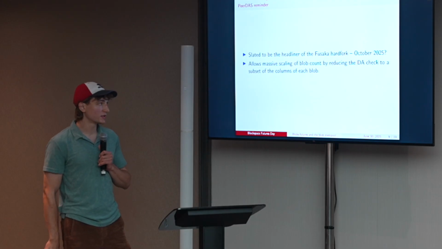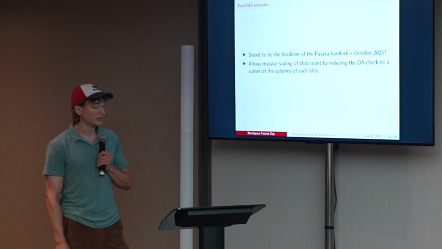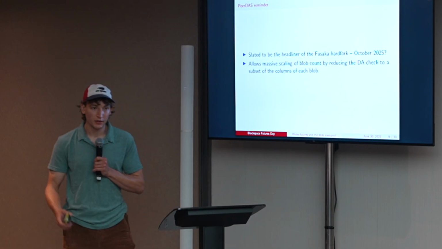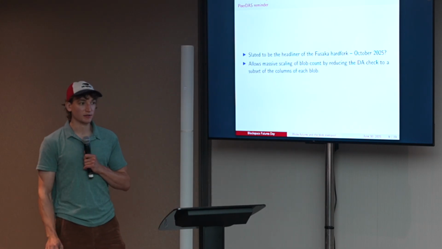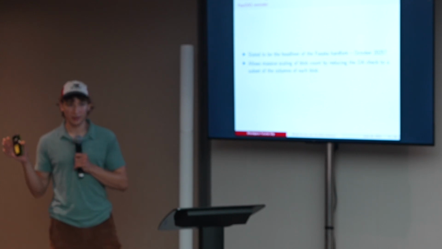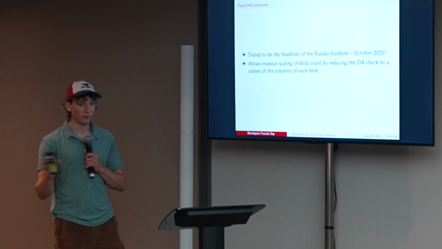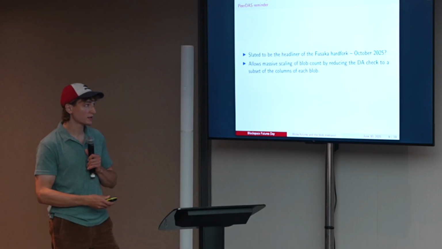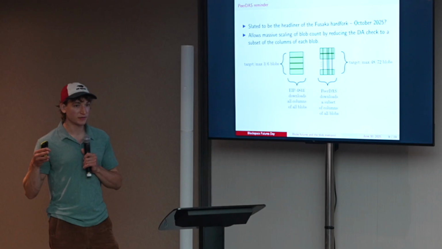And it allows massive scaling of the blob count by reducing the DA checks to a subset of the columns of each blob. So as I was saying before, currently the DA check says, are all 6 blobs available in full? I download the entire 128 KB object, and for every blob that's referenced in the block, I have to see the entire contents. With PeerDAS, we're actually moving to a column-based sharding.